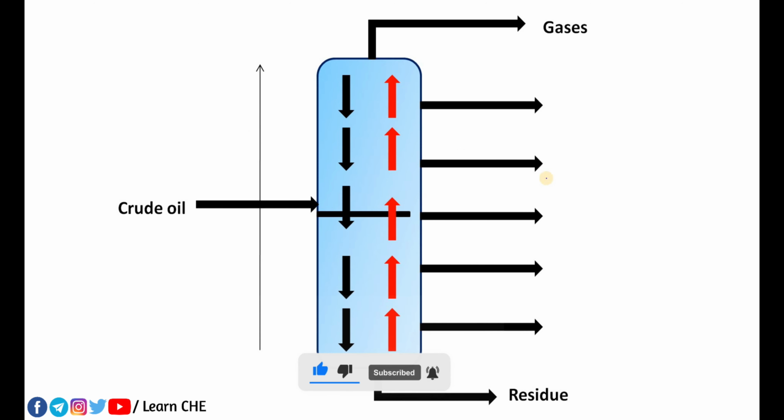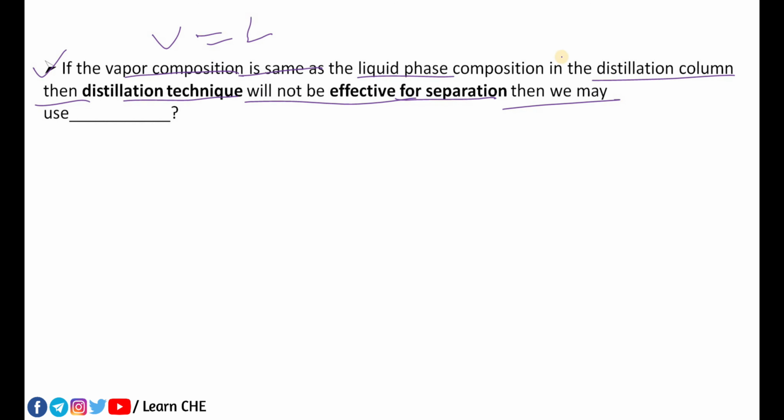In this diagram, when there is no difference, this crude oil will not be distilled, and it will not convert into the different fractions. Then what process and what mass transfer operation will we use? Please let me know in the comments box. I hope you understood what distillation is and why we use distillation. We will discuss this.